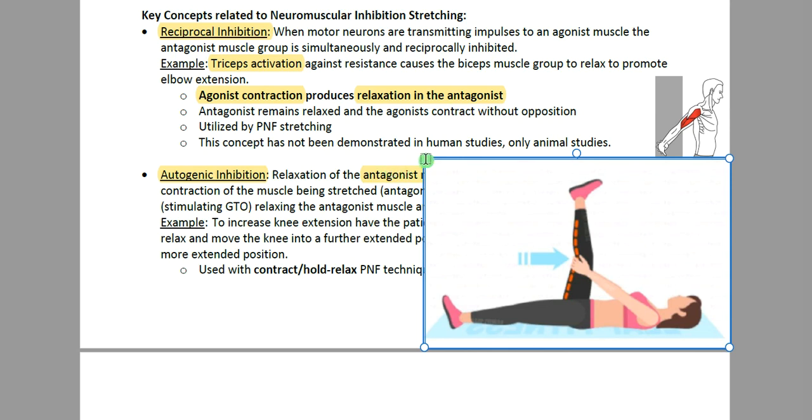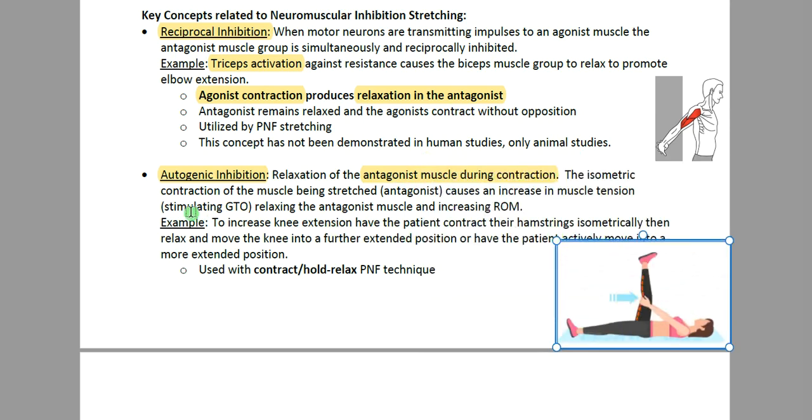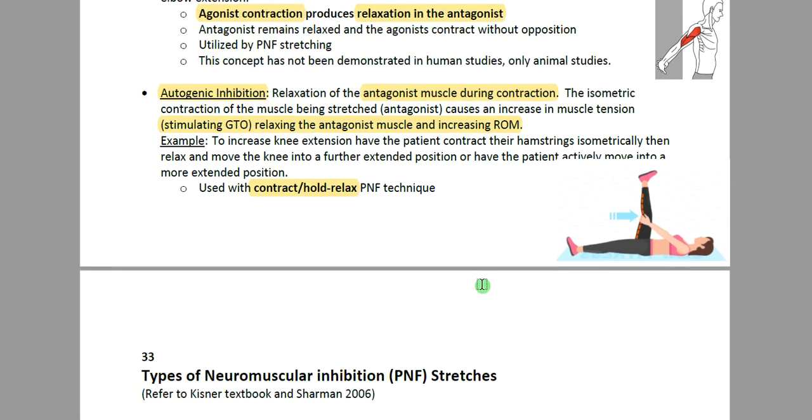Part of this is going to be related to the Golgi tendon organ, relaxing the antagonist muscle and increasing the range of motion. So essentially, by asking the hamstrings to contract, the target muscle or the muscle you're stretching, asking them to contract, and then relax, contract, and then relax. While they're relaxing, you get further stretch because they just contracted. So that's an autogenic relaxation or inhibition of the hamstring muscle, the muscle that was just asked to be contracted.